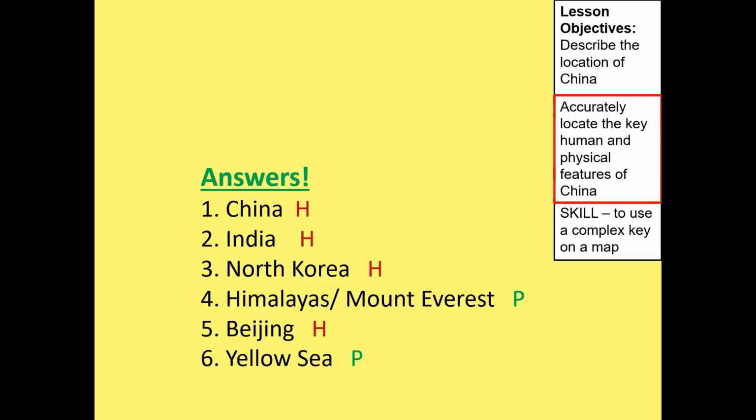Okay, answers. So number 1, China itself, which is a human feature being a country. Number 2 was India. 3 was North Korea, again all human features as countries. Number 4 was the Himalayas, or Mount Everest specifically, a physical feature. 5 was Beijing, capital city, a human feature. And number 6 was the Yellow Sea, a physical feature. So hopefully you got 6 out of 6 there. If not, have a check, see that you put them correctly on your map.